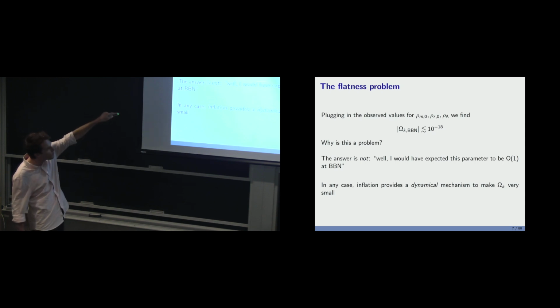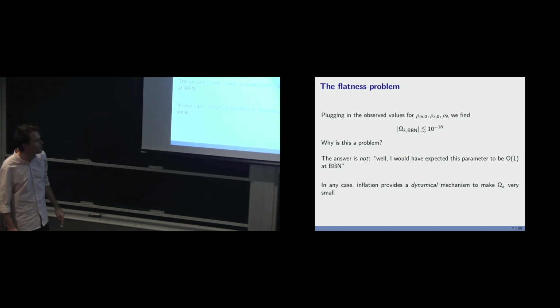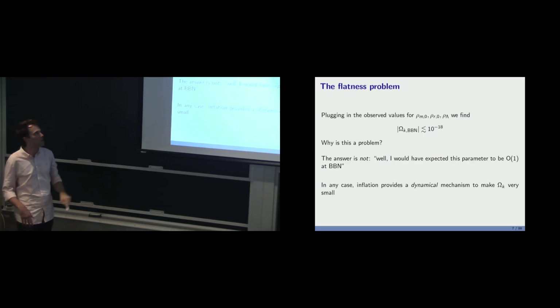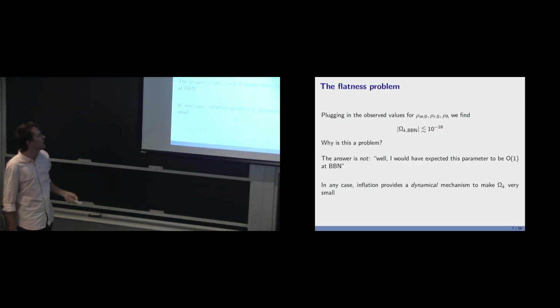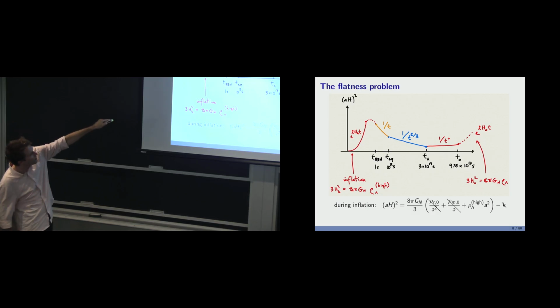So of course this couldn't have been order 1, because then we wouldn't be here to observe that. It would increase and the structures wouldn't have formed. But in any case, whatever you think of this, the point is that inflation provides some mechanism to make this thing very small. So independently of whether this is a problem or not, what inflation does is give you some way to make this small. And the way it does that is already suggested by the picture we had before.